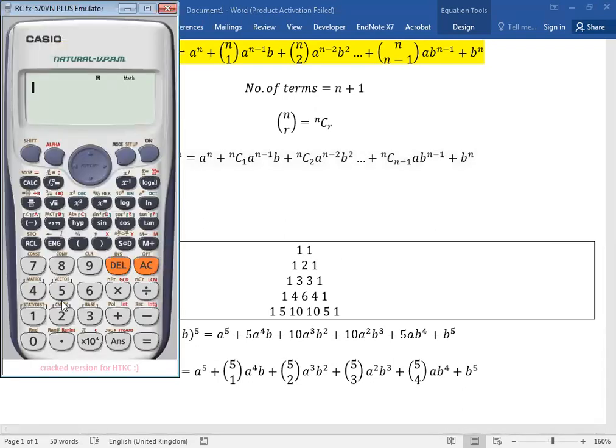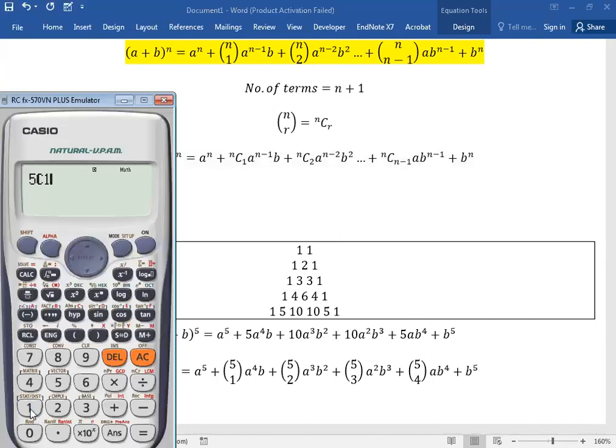Okay. So 5, then you press shift, and then there is an nCr right above the division sign, 5C1, and it gives you the value 5. Then you take 5C2, and it gives you the value 10. This is the alternate method that we'll be using to get the coefficients rather than using Pascal's triangle. Is this clear? Yes.